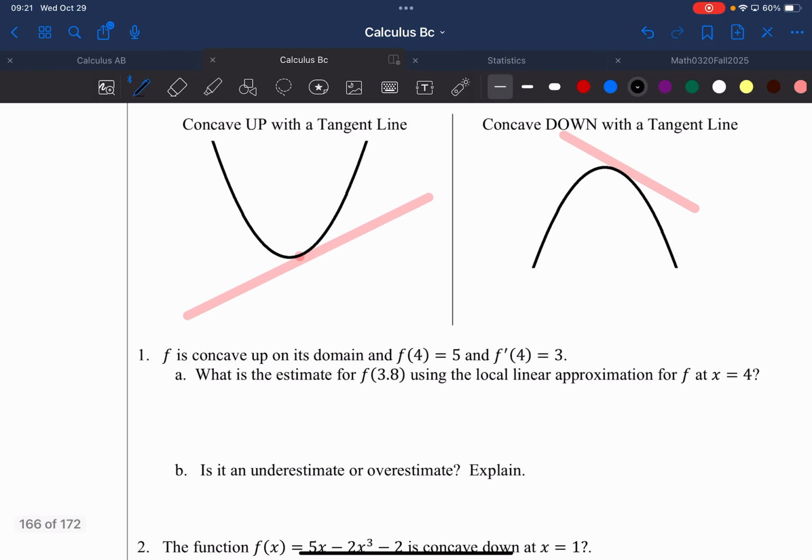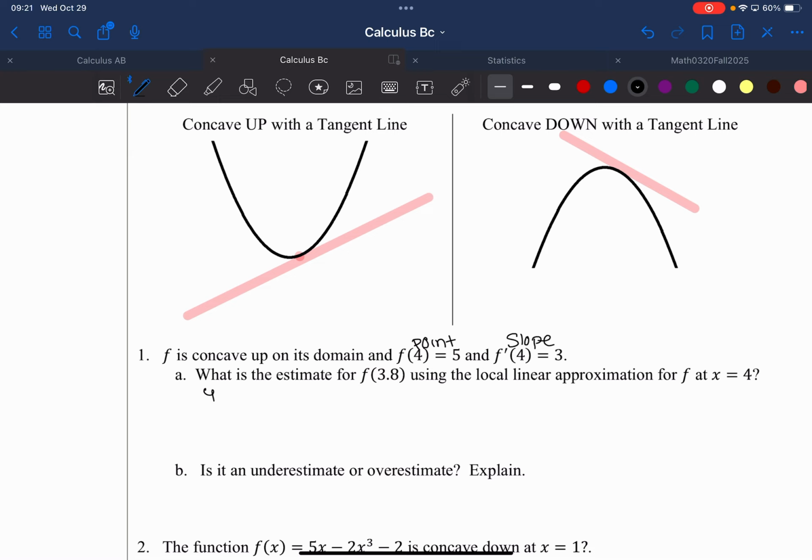One says f is concave up on its domain, and f of 4 is equal to 5, and f prime of 4 is equal to 3. What is the estimate for f of 3.8 using the local linear approximation for f at x equals 4? So here we can set up an equation because technically we're given a slope and we're given a point. This right here is telling us our slope. This is telling us our point.